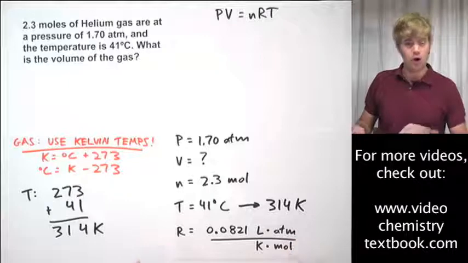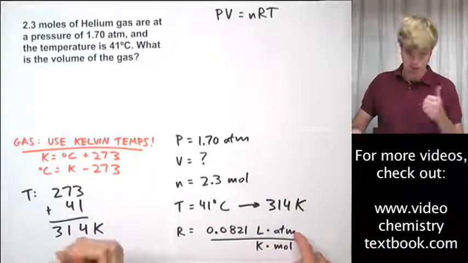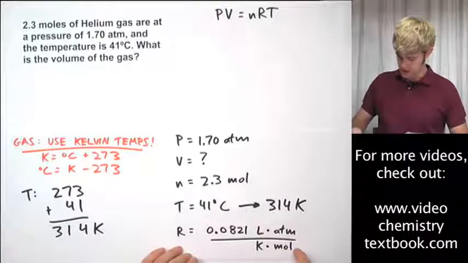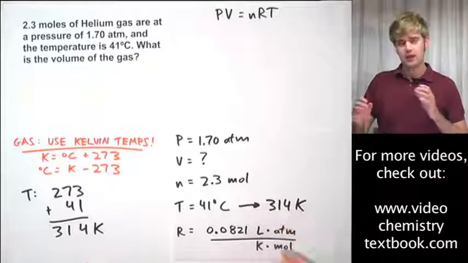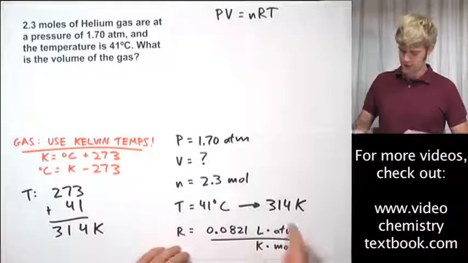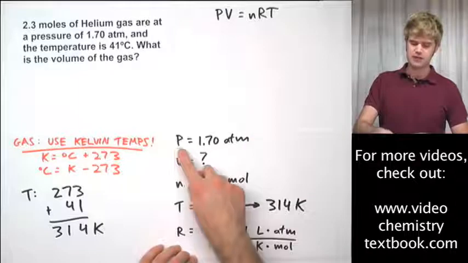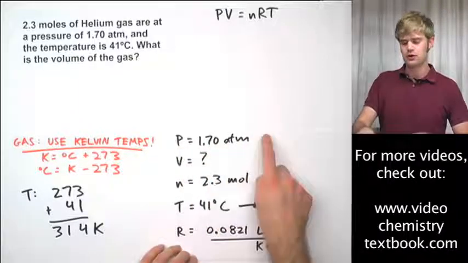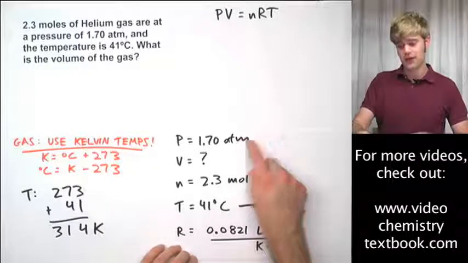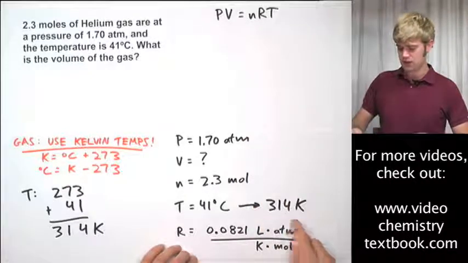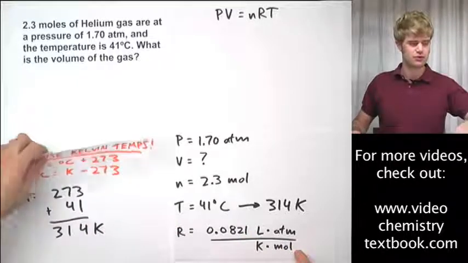Now is a good time to look at these variables up here and compare their units with the units on R. We want them to be the same. Okay, so atm's up here, atm's down here. That's good. Moles here, moles there. Kelvin there, Kelvin there. All right? If any of the units were different than what they are in R, we would have to convert them so that they were equal. So for example, if pressure were 1.70 kPa, and we have atms down here, we'd have to convert kPa into atmospheres so that it would be the same as the units on R. All right? Keep that in mind for the future.